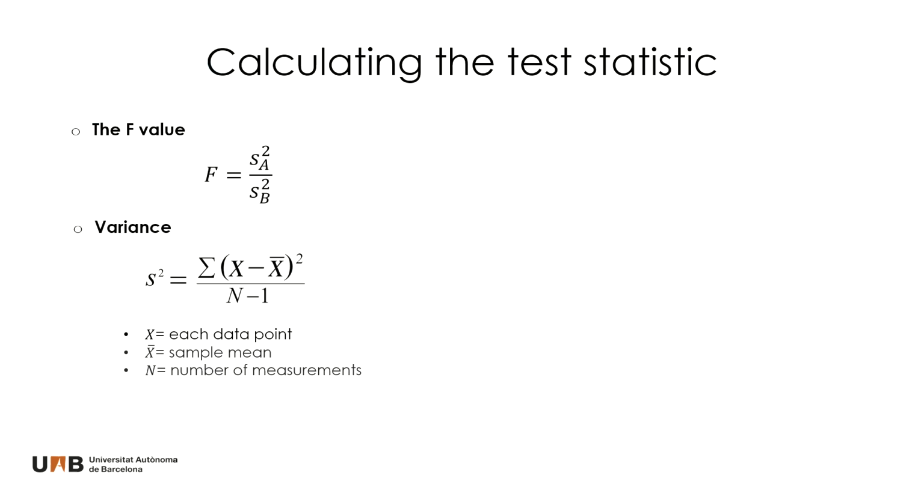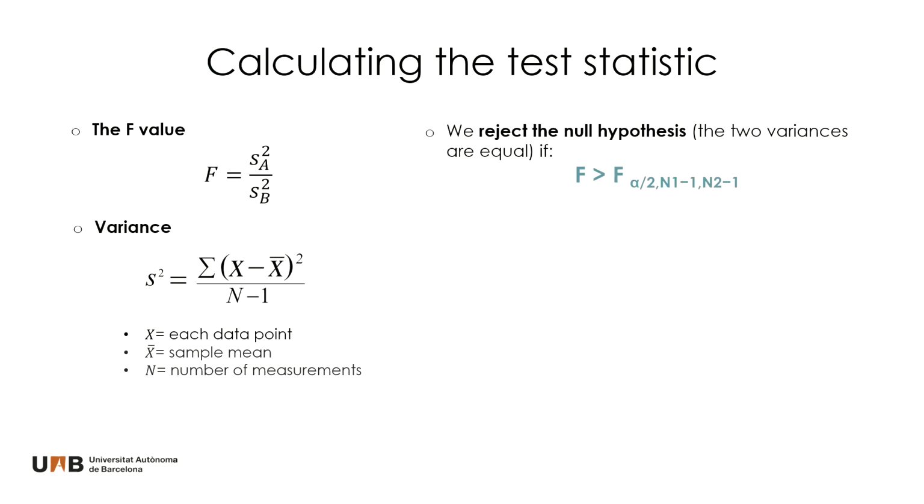To finish off, we need to calculate the experimental F value. We've seen that it is obtained with the formula on the screen, but we have to find first the variance for each sample. The variance is calculated with a simple formula on the left. Once we've found both F values, we have to compare them to conclude the test. Only if the experimental value is greater than the theoretical value, the null hypothesis can be rejected.